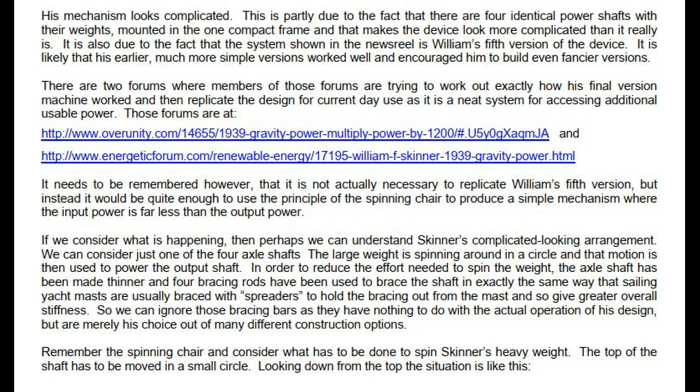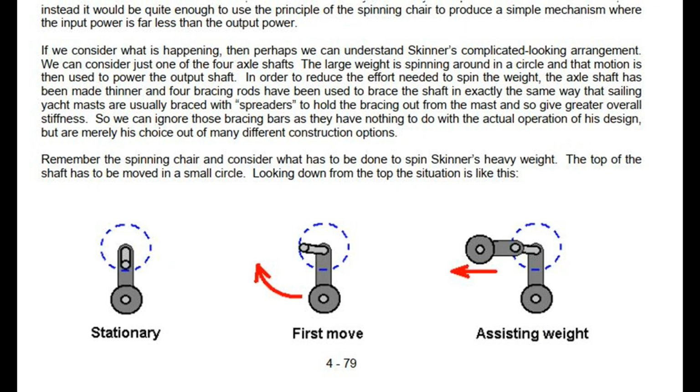It needs to be remembered, however, that it is not actually necessary to replicate Williams' 5th version, but instead it would be quite enough to use the principle of the spinning chair to produce a simple mechanism where the input power is far less than the output power. If we consider what is happening, then perhaps we can understand Skinner's complicated-looking arrangement.